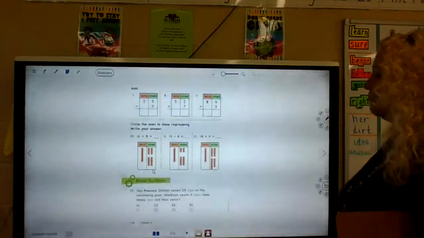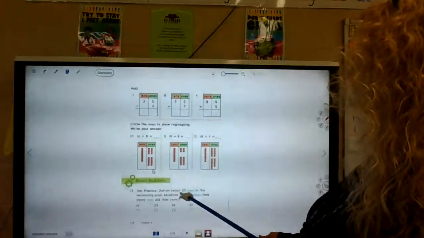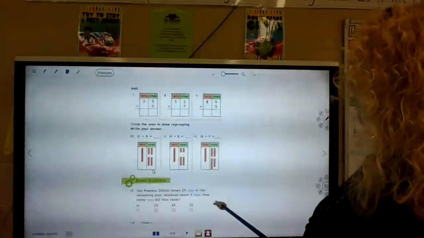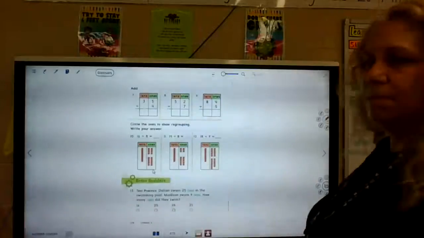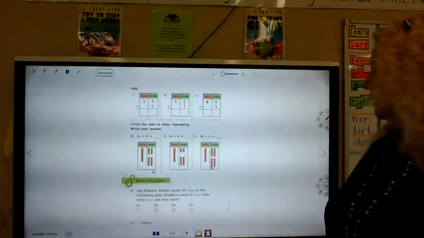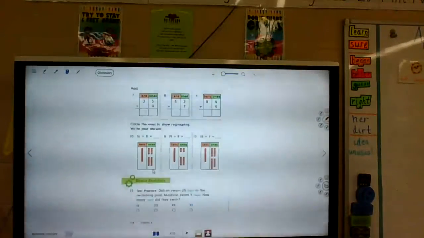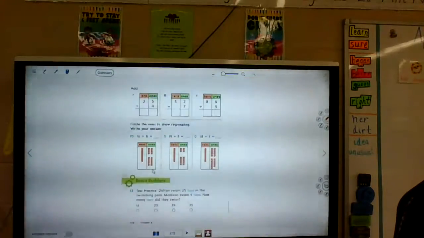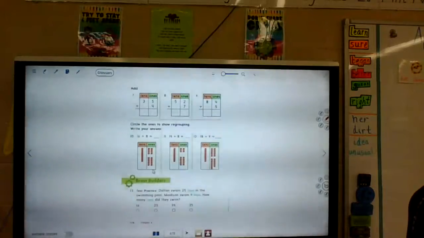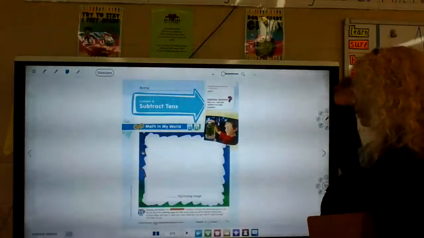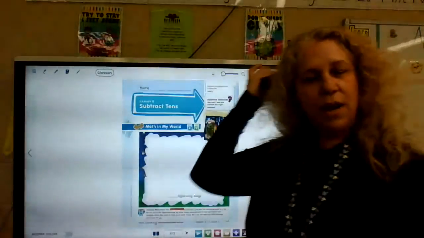Now for the bottom. Dalton swam 25 laps in the swimming pool. Madison swam 9 laps. How many laps did they swim? Use whatever you need to solve that problem. If you're not done, go ahead and pause me if you need to finish.